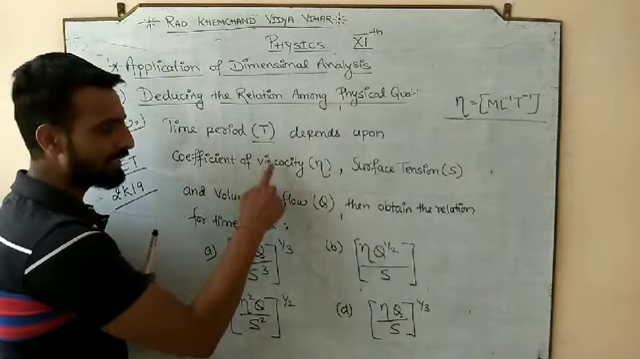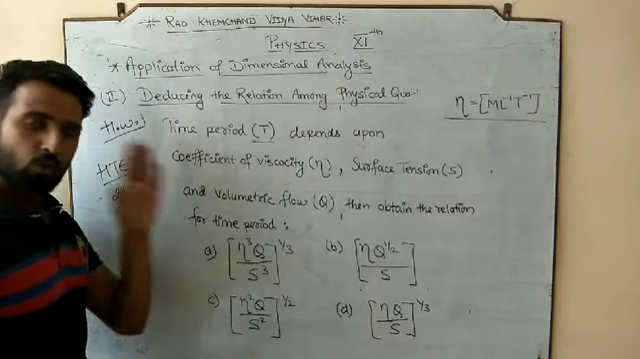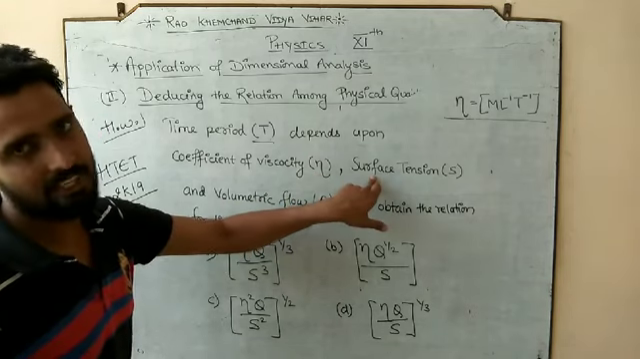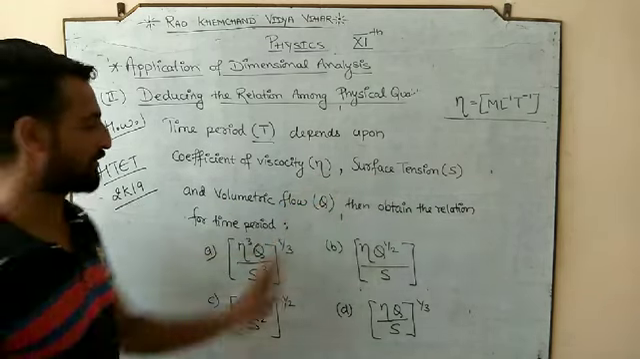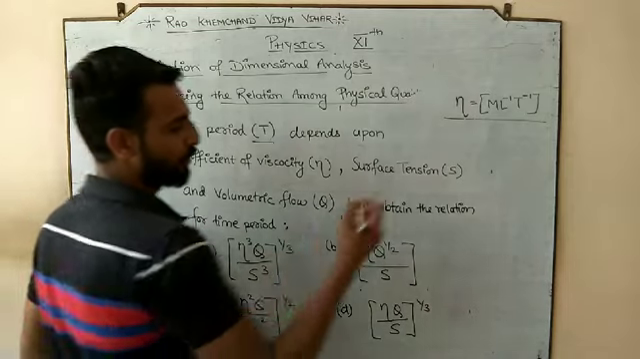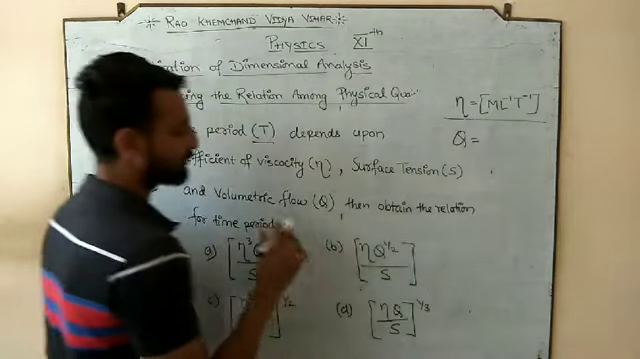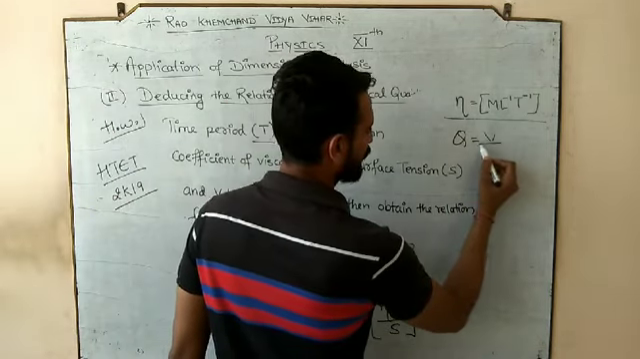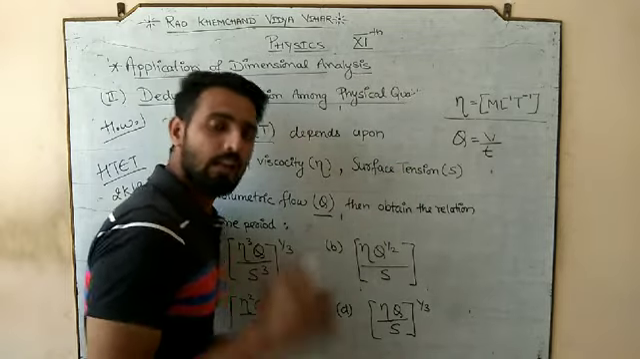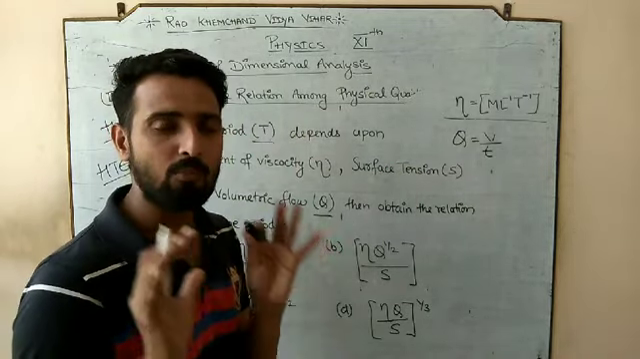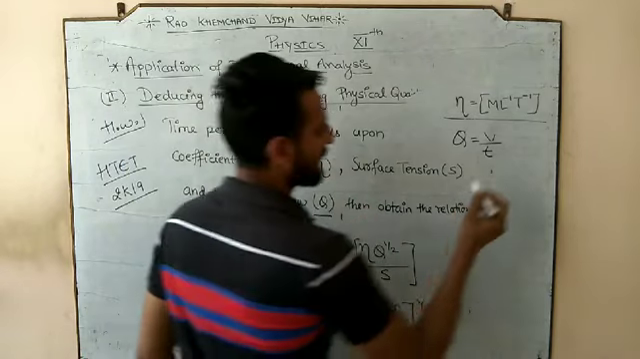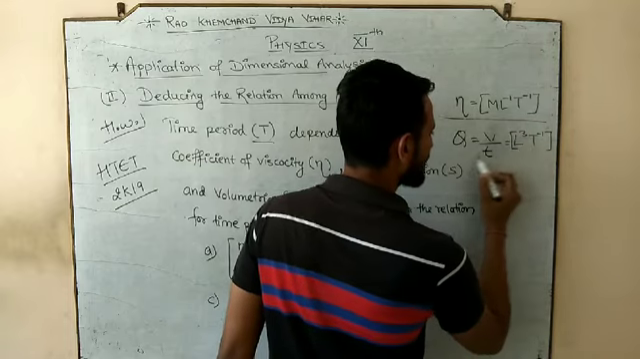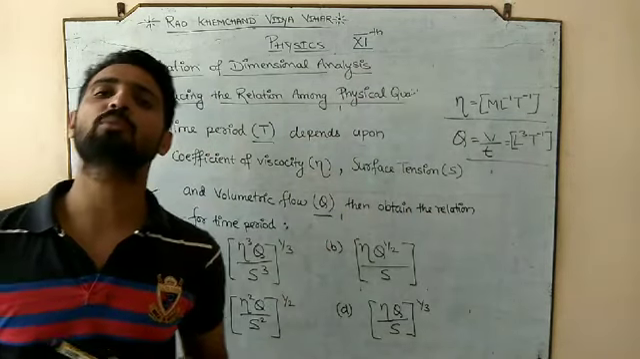So the time period depends on this. So who is depending? Time. On whom? The coefficient of viscosity. Second, surface tension. We have written the dimension for surface tension. And volumetric flow. Here the Q stands for volumetric flow, note the symbol. Volumetric flow means volume per unit time, the amount of volume per unit time. How much volume is flowing in a unit time. And the dimension will be L^3 T^-1. You can note this down also, volumetric flow.